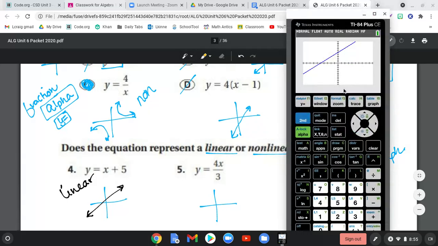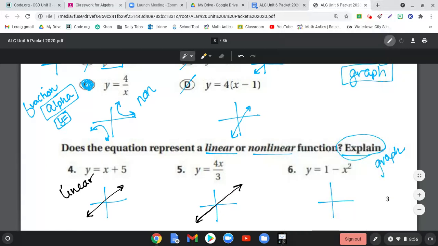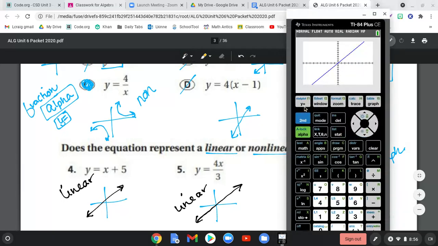All right, next one. Well, this one was nonlinear, so maybe because it's a fraction, it's going to be nonlinear. Let's take a look. Clear. Alpha y equals 4x over 3. Okay, 4x, down arrow, 3. Oh, this time the fraction is linear. So don't just assume.